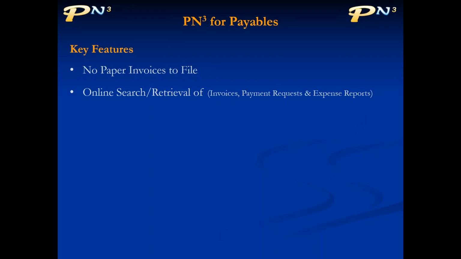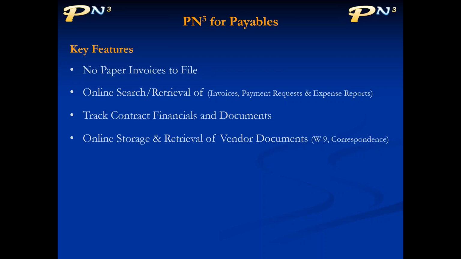Online search of invoices, payment requests, and expense reports. You can track contract financials and those documents. Online storage and retrieval of vendor documents. I didn't demonstrate this, but you can store vendor W-9 and other correspondence, and you can really lock that down, meaning you can control who has access to those transactions. There you can put vendor contacts and other vendor information.